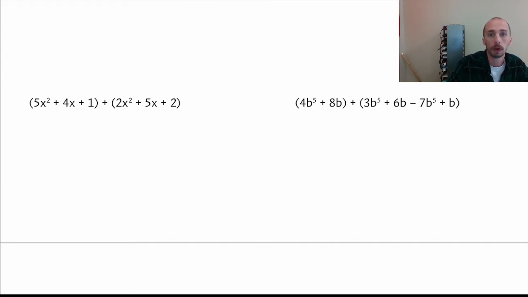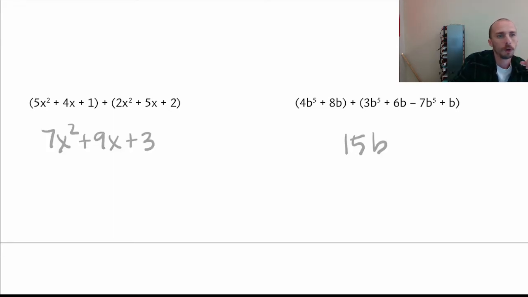All right, here are 2 for you to try on your own. You should pause the video and work these on your own because the answers are just going to pop up here in a second. All right, there you go. On the left, we just had x squareds, x's, and constants, and we just combined them with their like terms. But on the right, something a little more interesting happened. The b to the 5s, I had 4 plus 3 is 7, and then I lost 7 of them, so I ended up with no b to the 5s. All I was left with was these first powers of b, the 8 plus 6 plus 1, and that's 15 of those b's.